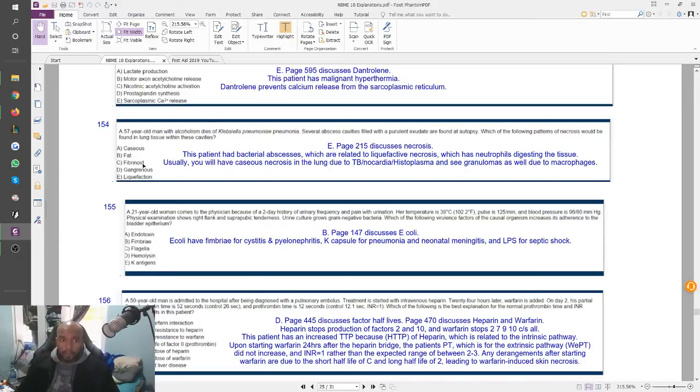It's not going to be fibrinoid necrosis because that's always about blood vessels. Definitely not going to be gangrene. All right, so liquefactive versus caseous, and this one is liquefaction. This patient had a bacterial abscess, which are related to liquefactive necrosis. That's going to have many neutrophils digesting the tissue. Usually, you will have caseous necrosis in the lung due to TB, Nocardia, or Histoplasma, and granulomas as well due to macrophages. So a lot of people did pick caseous because they're used to seeing that anytime there's a question about pneumonia and the lung. However, in the question, they described abscess. Okay, so when you see abscess, you pick liquefactive.